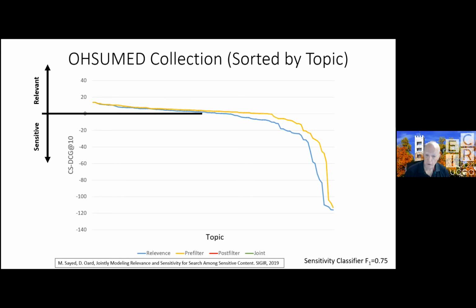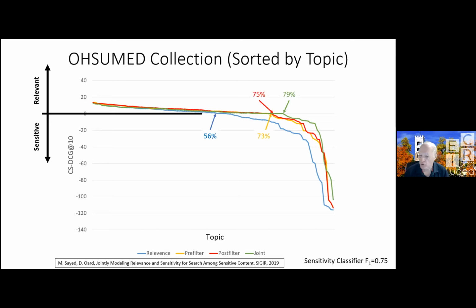Now, if we do pre-filtering, so now we're paying attention, removing the sensitive things with a binary classifier, we can do better. If we do post-filtering, we do about the same, as you would expect. It doesn't matter whether you pre-filter or post-filter. And if we then do the joint model that I showed you, this green line, we can do even better.